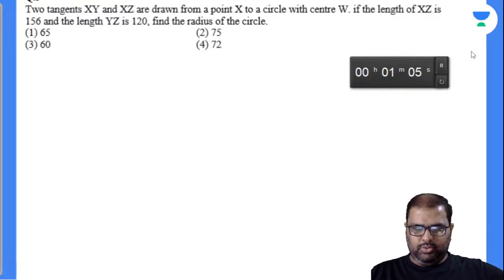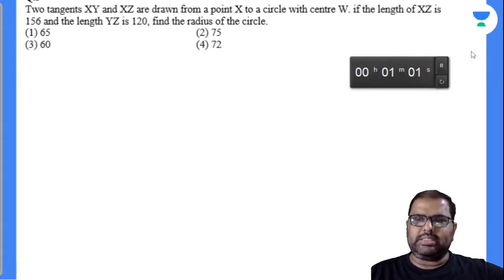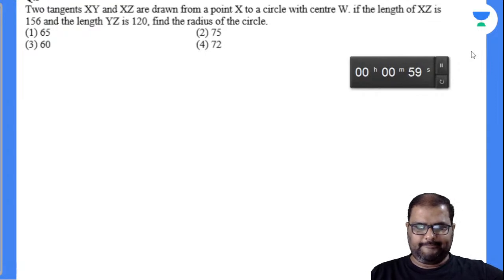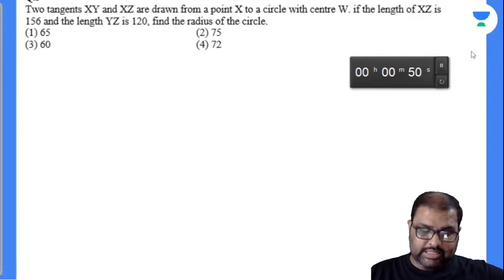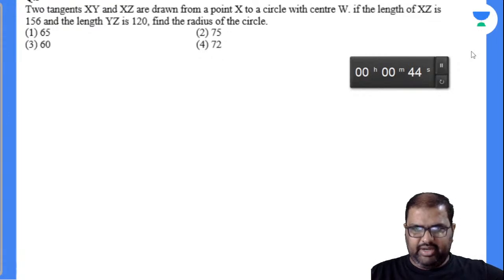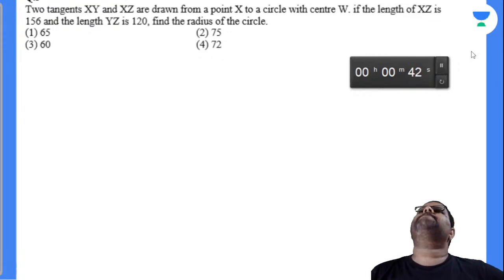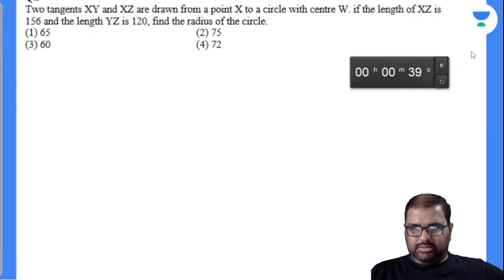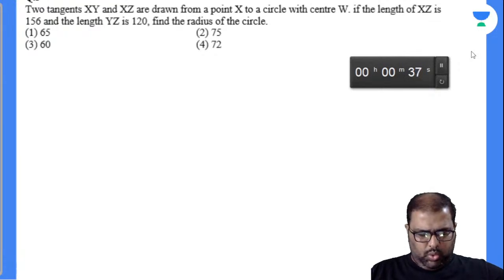One minute more. Two tangents XY and XZ are drawn from a point X to a circle with center W. These two tangents will be of equal length. You have drawn two tangents from an external point X onto the circle with center W. Automatically these two tangents will be of equal length. Someone is saying that it is 75. Is it so? I think so.